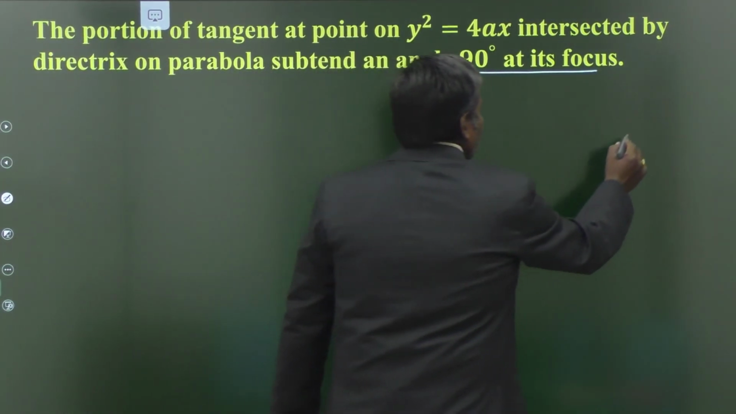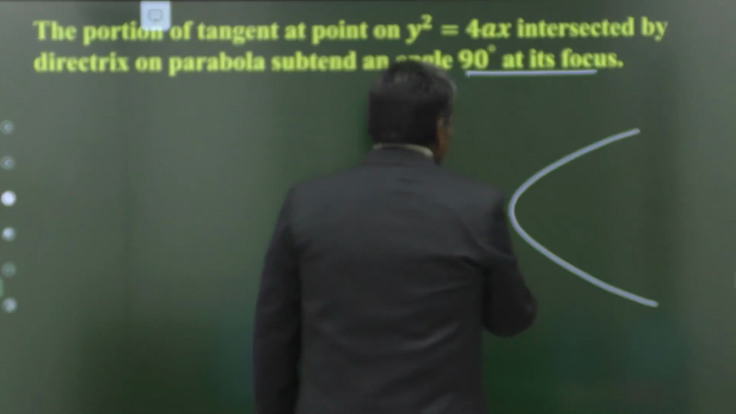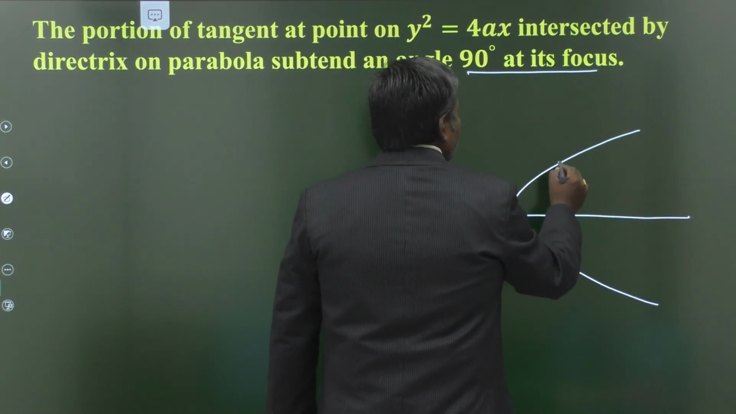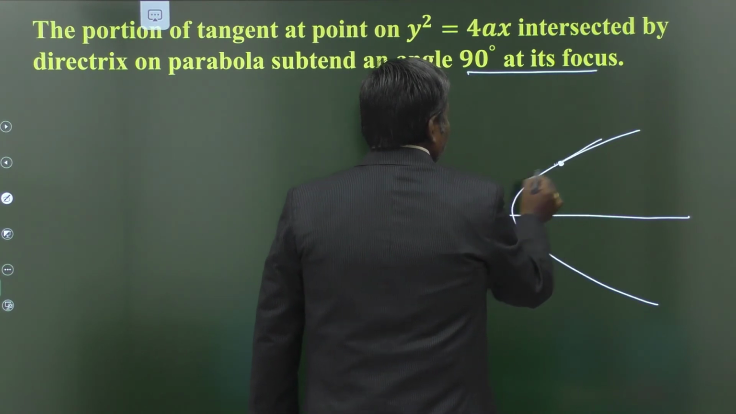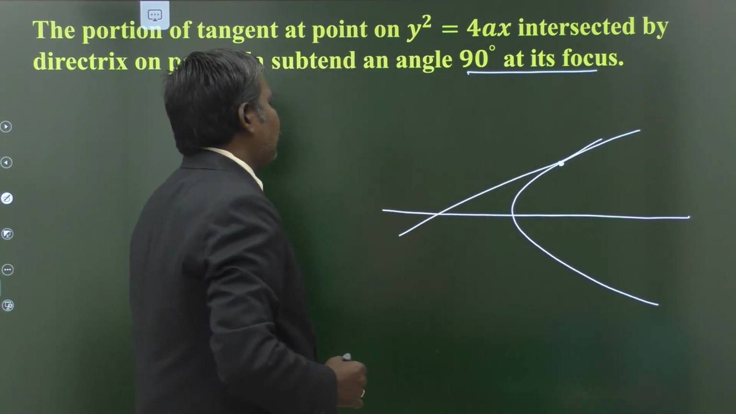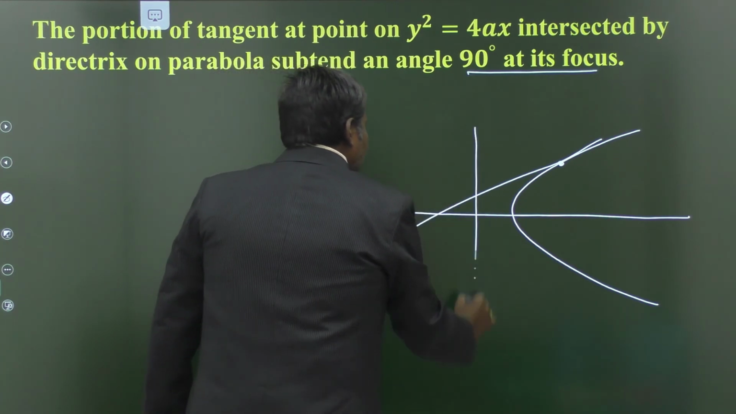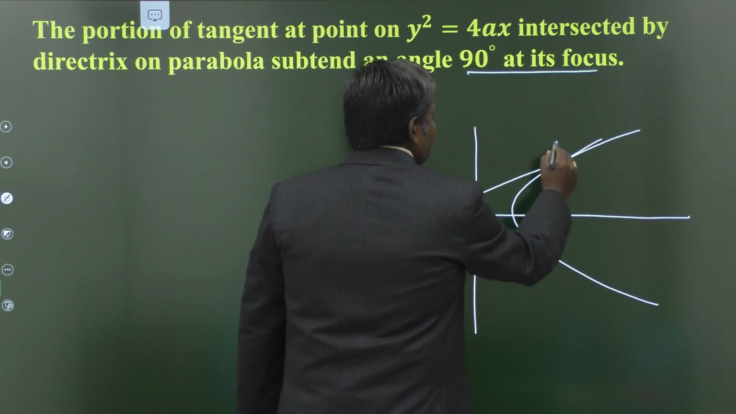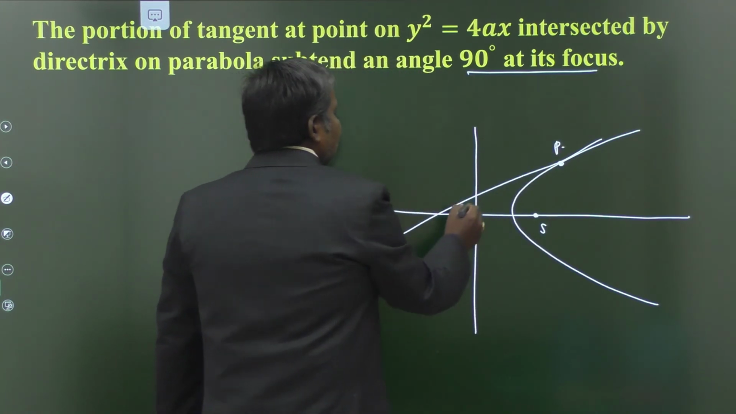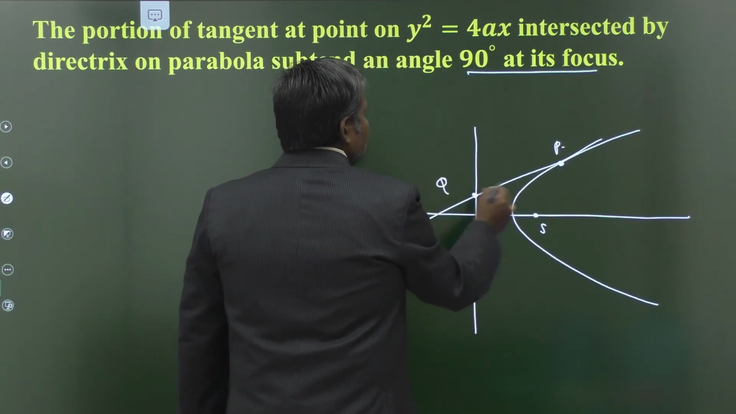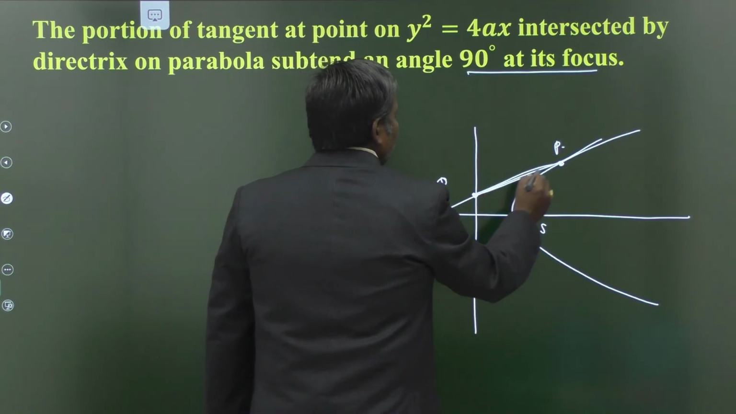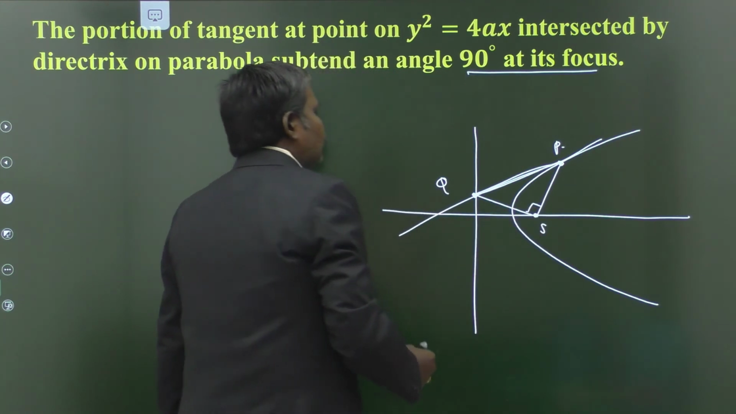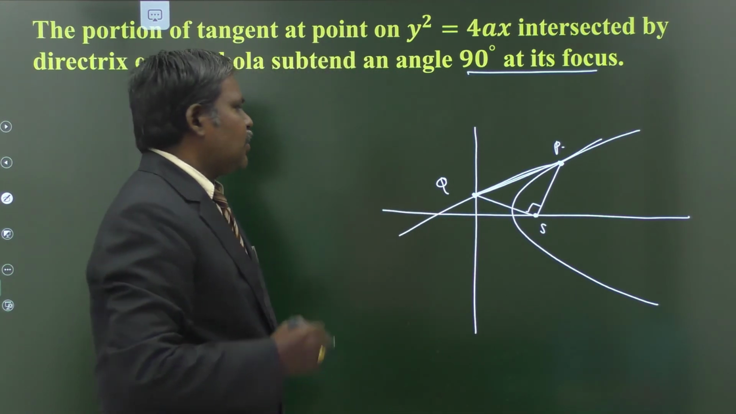Let us try to draw a rough diagram. This is the parabola. This is the axis of the parabola. Now you draw any tangent to the parabola. This is my tangent. This is my directrix, and this is the focus of the parabola. This is the point P. It intersects the directrix at Q. This is the portion of the tangent. This portion subtends an angle of 90 degrees at what? The focus. That is your target.